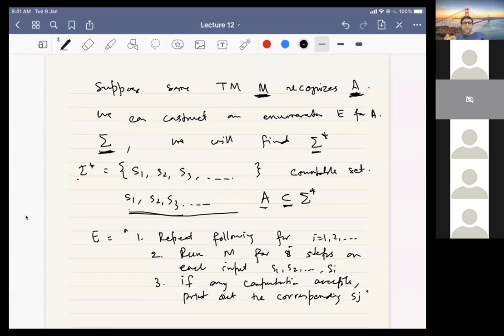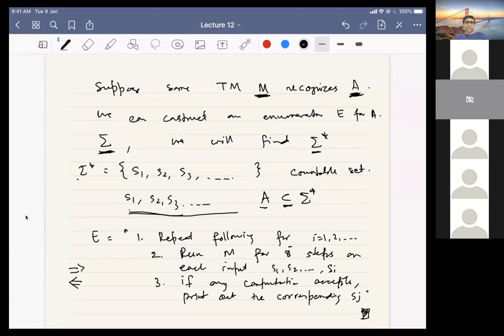If M does not accept it, it will go into an infinite loop, right? It doesn't matter. So we will pass all those strings S1, S2, S3, one by one to this machine. And if it accepts, we will just output it. All those strings which are in A will be output eventually. That's how it completes the proof. So we completed the proof in this direction as well as in this direction. That's the end.